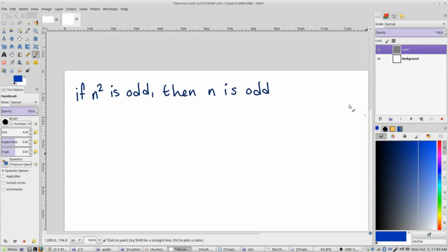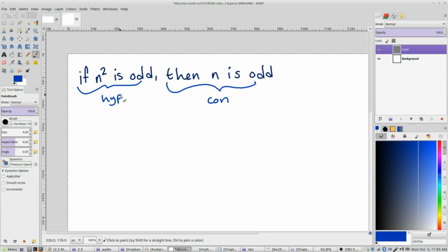So along the same lines, we'll have if n squared is odd, then n is odd. So we have a hypothesis and we have the conclusion. And we'll look at this, we'll have the hypothesis be true, and we want the conclusion to be false. So we can say n squared is some odd number, so n squared is equal to something odd. And then we'll say n is even. Well, we found an n that is even.